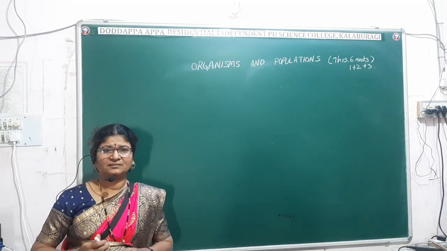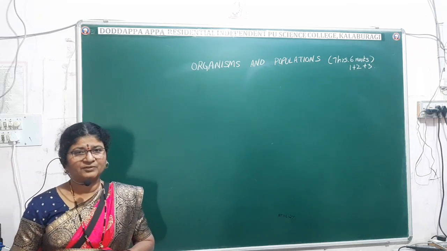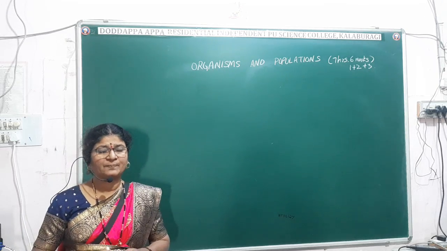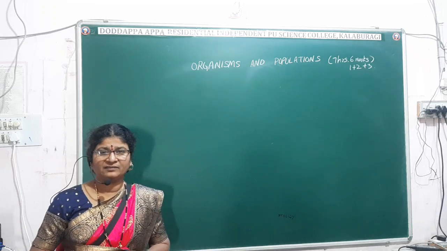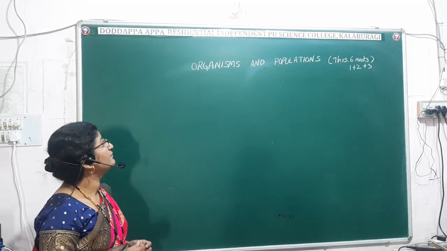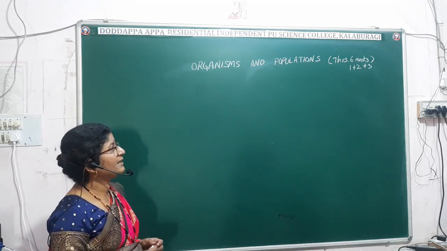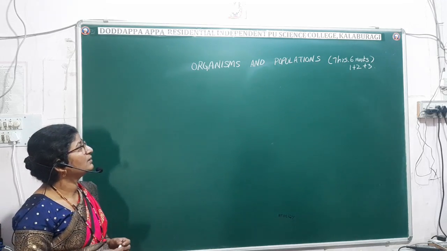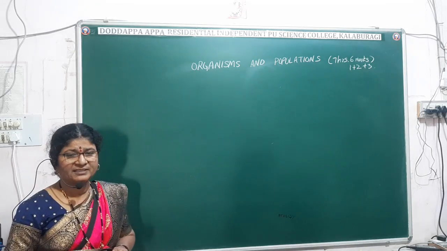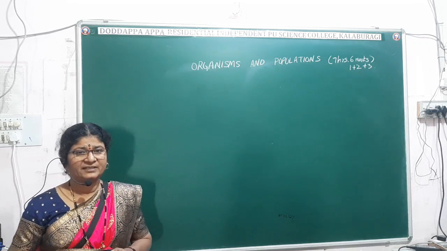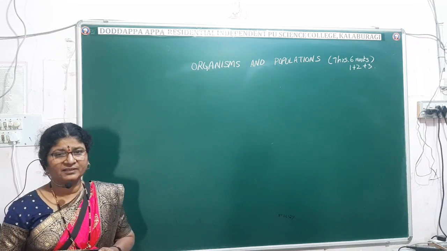Hello students, now we are discussing the last unit of this PUC second year syllabus, and here we will be dealing with 4 chapters. Among the 4 chapters, the first one is organisms and population. Today we will be discussing organisms and population, then comes the ecosystem, biodiversity and its conservation, environmental issues.